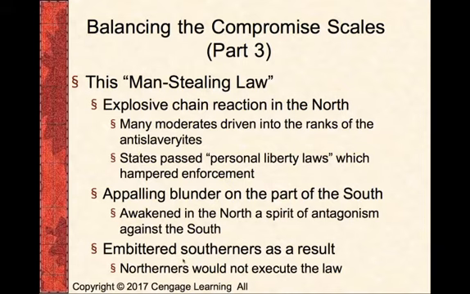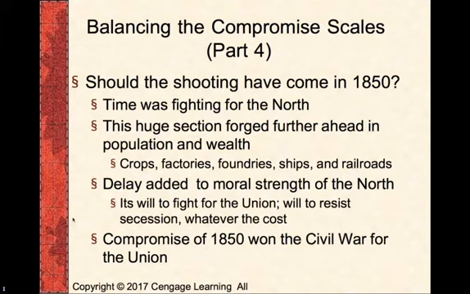Some states even threatened to nullify the law, just like Southerners had threatened to nullify laws that they disagreed with back in the 1830s. Northerners were talking about nullifying this law that they didn't agree with. So, with all this tension happening, should a showdown have come in 1850? Well, from the standpoint of the secessionists, yes.